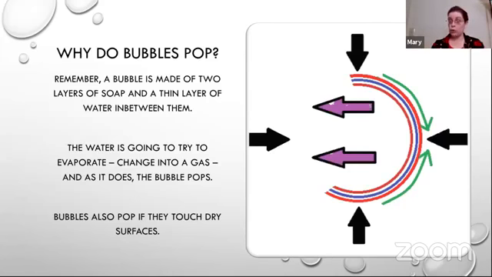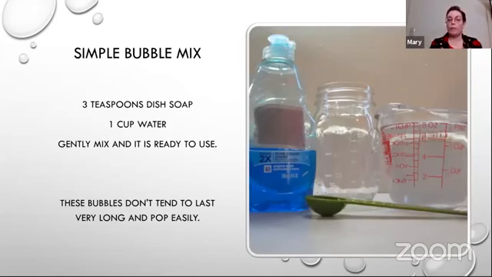And then I want you to do some experiments too with these and see what you can create. So we're going to start out with our simple bubble mix. This is a very basic bubble mix that most everybody can go ahead and make because all it takes is dish soap and water. So the mix that I found to be some of the best ratios are 3 teaspoons of dish soap and 1 cup of water.